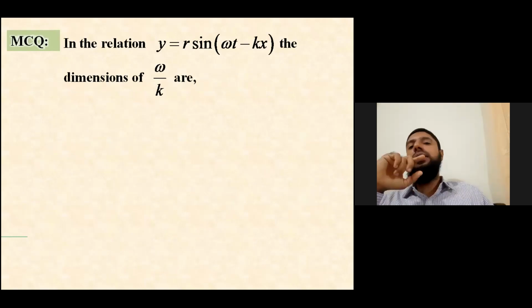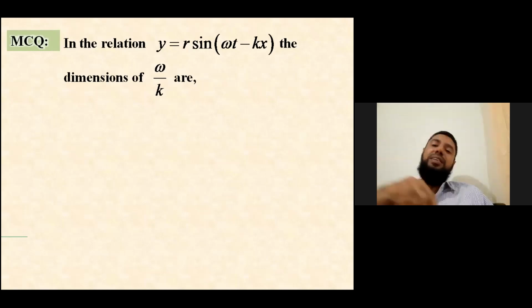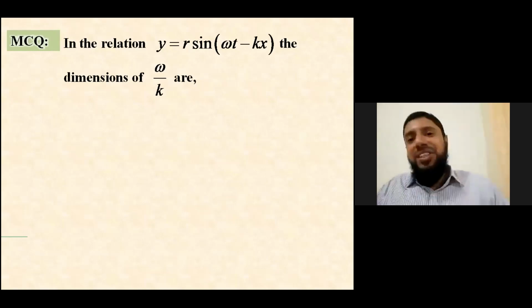In this relation, y is equal to r sine omega t minus kx. The dimensions of omega by k. This is the pattern of MCQ in NEET, JEE. In Karnataka CET also we are quite ahead.